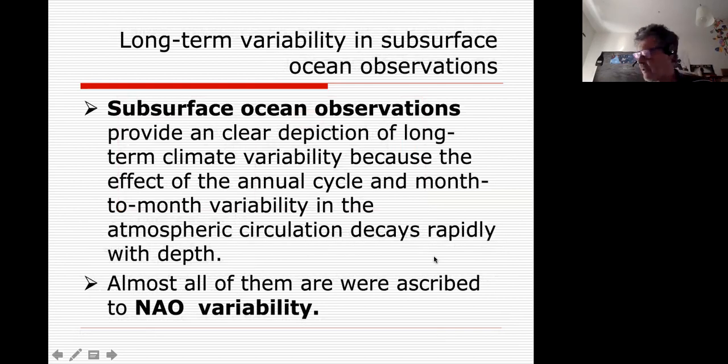We are talking about the surface temperature, but as I told you since the beginning, the ocean is intrinsically three-dimensional, and in this case the subsurface condition plays a major role in determining the dynamics and the long-term variability of the system, and probably this is true in general.